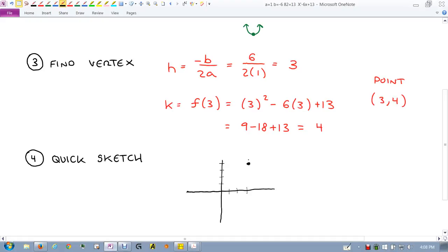And then from this, I want us to use the fact that it opens up or down to just draw a picture of what it looks like. So which way am I going to draw this? Up, right? Because it opens up, the vertex is the lowest point on the graph. And you go like this. See that?